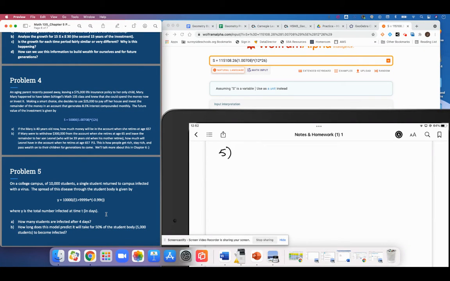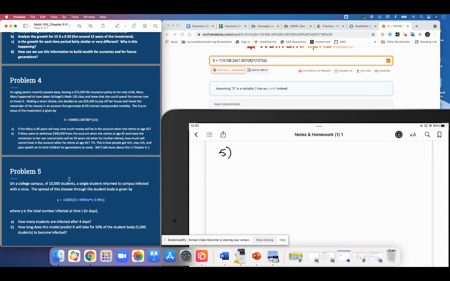On a college campus of 10,000 students, a single student returned to campus infected with the virus. This is not the coronavirus, so don't freak out. The spread of this disease through the student body is given by that equation, where y is the total number of infected people at time t in days.